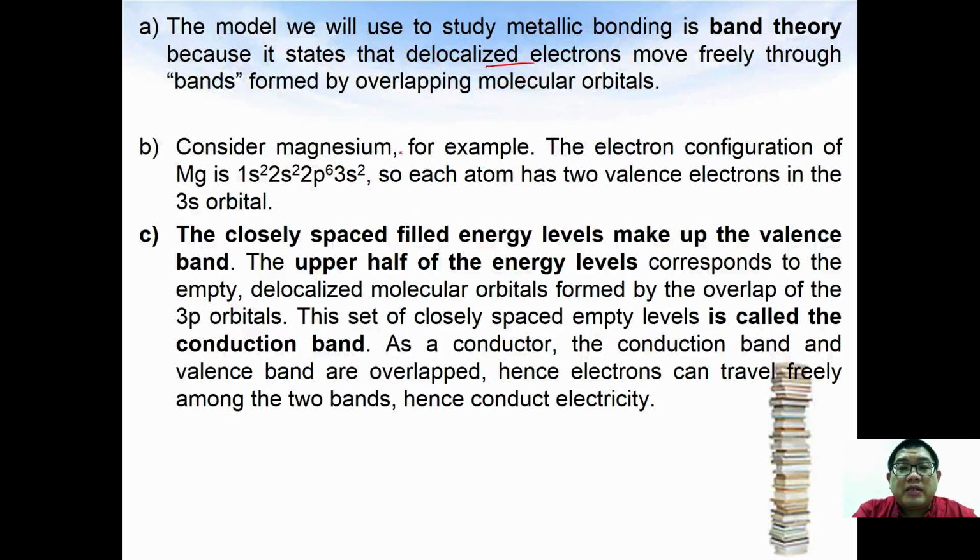Now consider magnesium as an example. The electronic configuration of magnesium is 1s2, 2s2, 2p6, 3s2. So each atom has two valence electrons in the 3s. The closely spaced filled energy levels make up the valence band. The upper half of the energy levels, corresponding to the empty delocalized molecular orbitals, is called the conduction band, whereas the band filled with electrons is called the valence band.